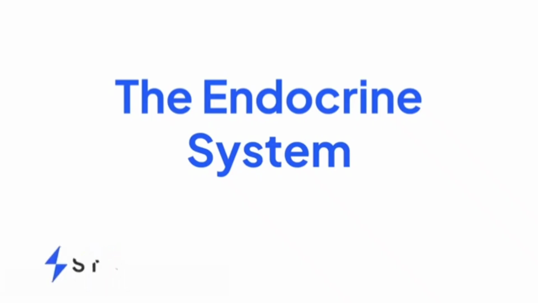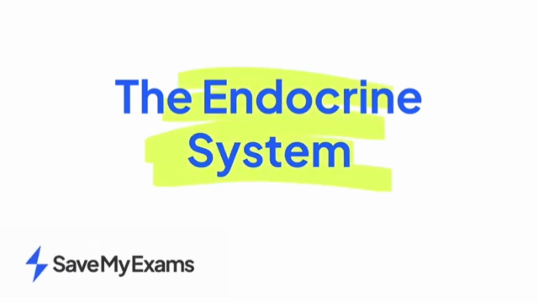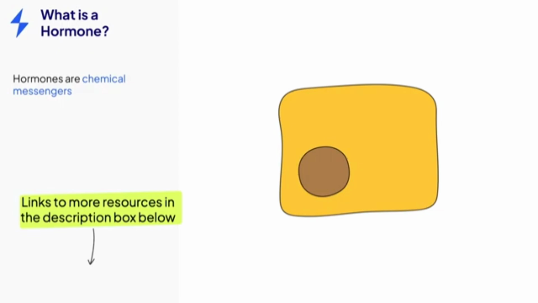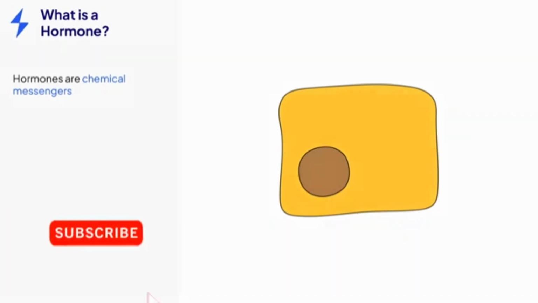This video is on the topic of the endocrine system and hormones. In order to understand the function of the endocrine system, it's important to first understand what the hormone is. A hormone is a chemical messenger. This means that they send signals around the body in order to bring about a response in a target organ.